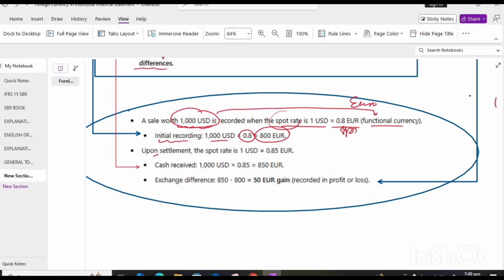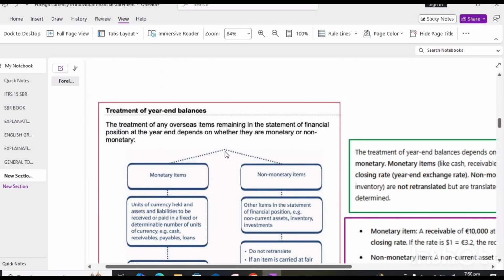Now upon settlement, the spot rate is this one. You see the spot rate increased from 80 to 85. So cash received on this date will be 850. So for initial recognition you use the spot rate on the transaction date, and on settlement you use the spot rate on the settlement date. The difference between these is 50, and that should be charged to profit or loss, and we call that exchange differences. Clear? Okay, good.